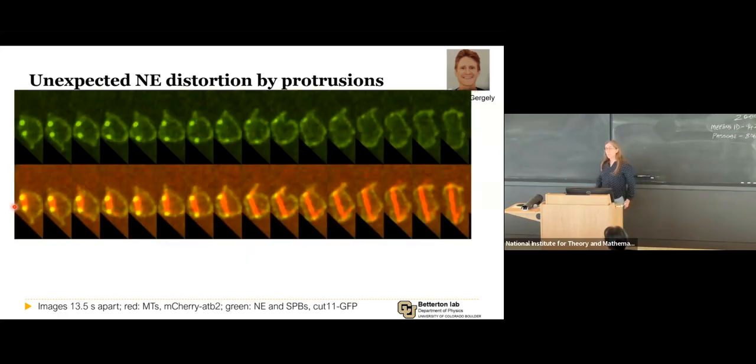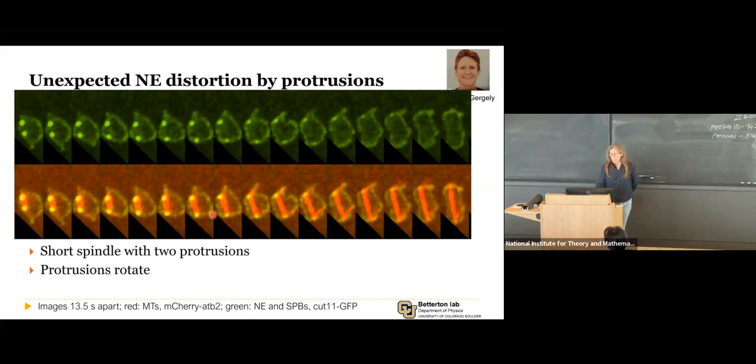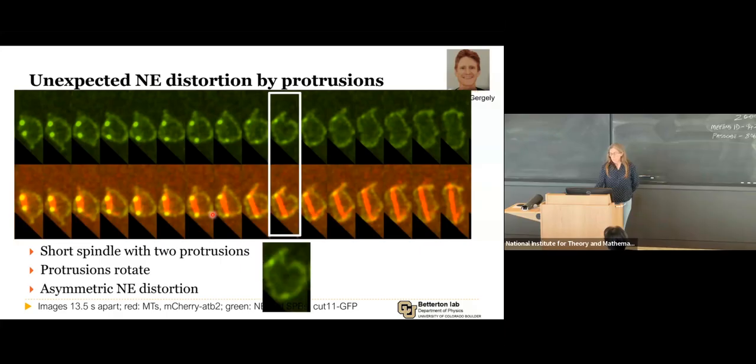And I'll leave you with one more example that I think was even more surprising, at least to me. So again, here is a spindle, and it has two protrusions, one above and one below. Both of these protrusions, upper and lower ones, start to rotate. And it can lead to some really puzzling and asymmetric nuclear envelope distortions. So I'm highlighting this one, which looks like Antarctica, right? There's a protrusion going up to the right, and then for some reason there's this little dip in the nuclear envelope before it extends after that.